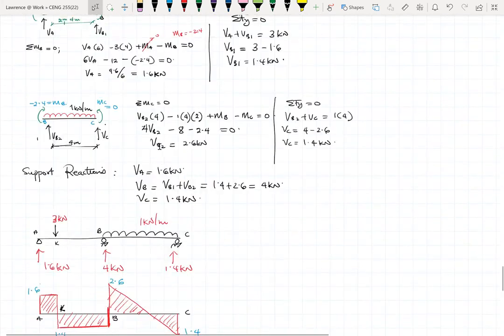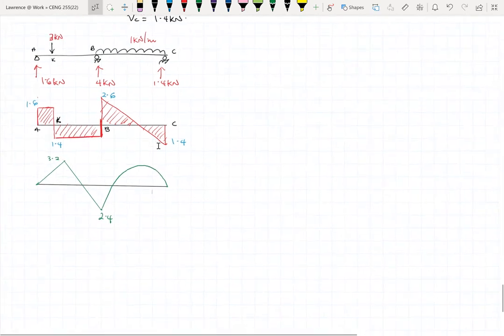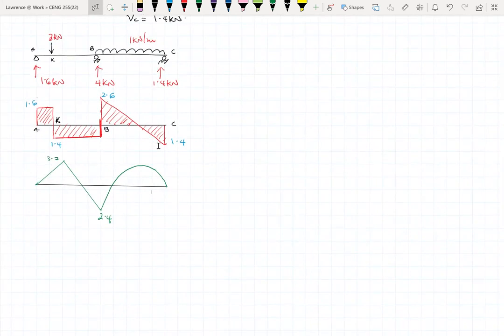So I'm going to show you how to find these values, like 3.2 and these other things. You can easily use your diagram here to find them. If you know where x is, you can determine this x.